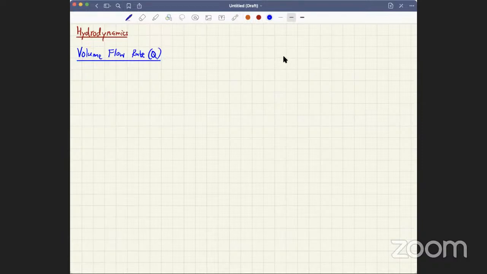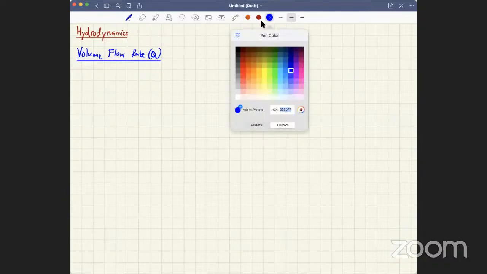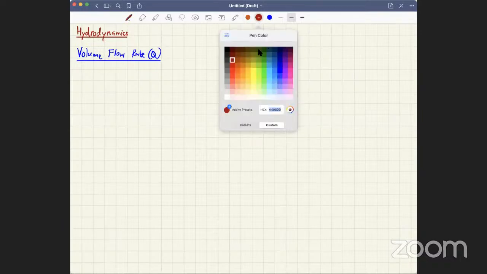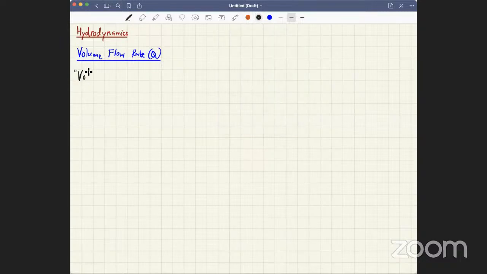Yeah, good. Amount of liquid flowing per unit time. No, I don't like the word amount of liquid flowing per unit time. You have to be more specific than that. It should be volume of liquid flowing per unit time. So a simple definition: volume flowing per unit time or per second. So the word volume is very important.